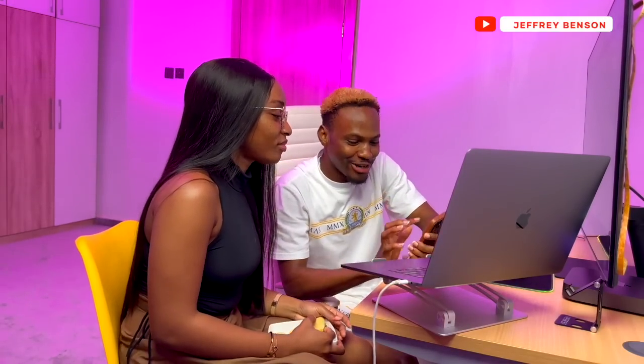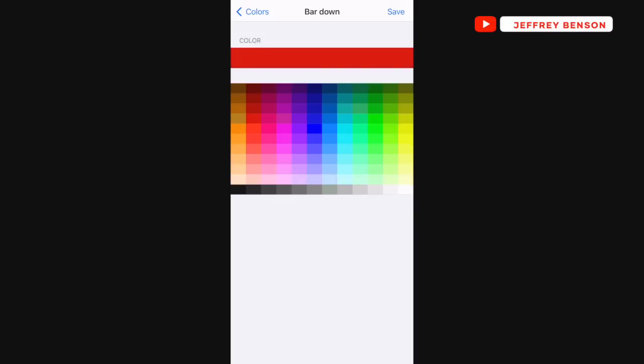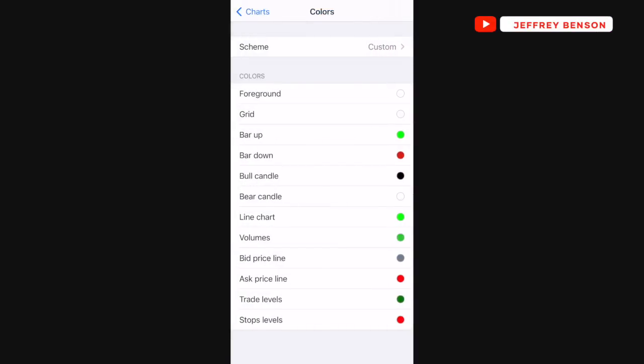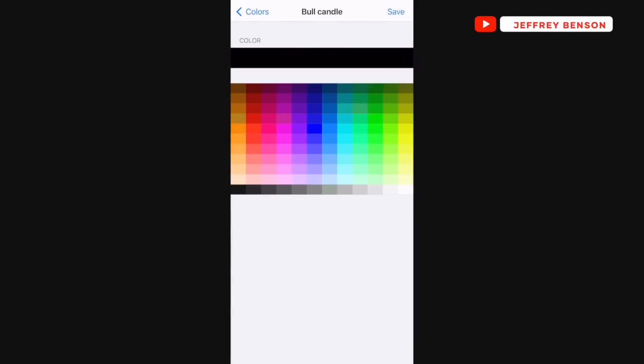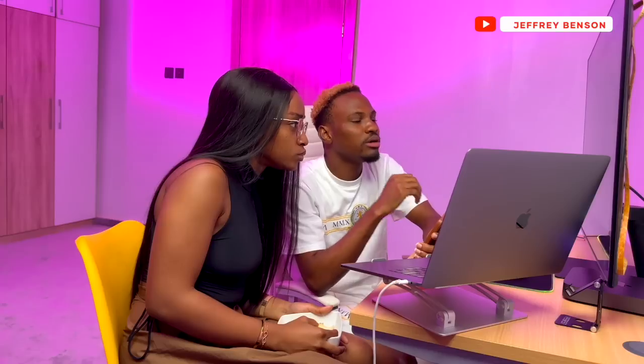Experience. I'll show you how I know now very soon. So this is red. I'll put it. So the bar down red, then the bull candle. I'm going to be using, let me use green. What bull candle? Bull.